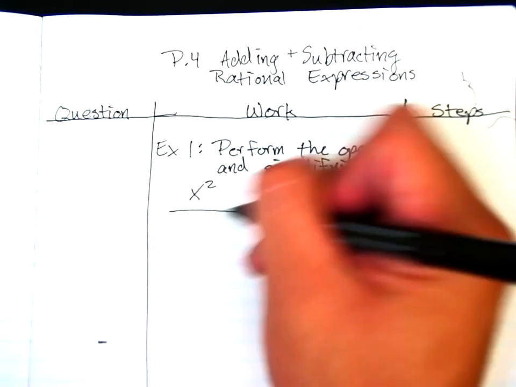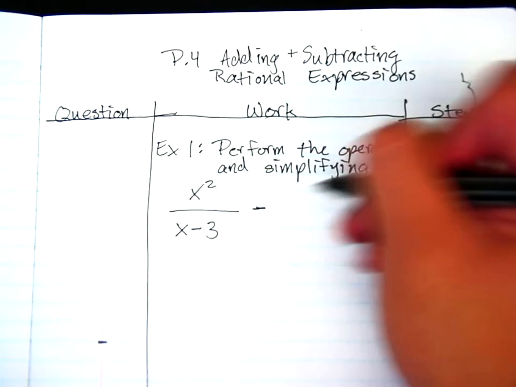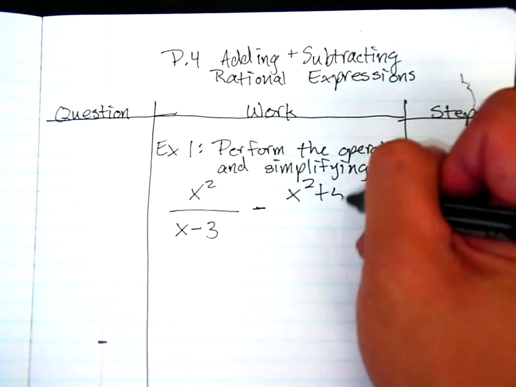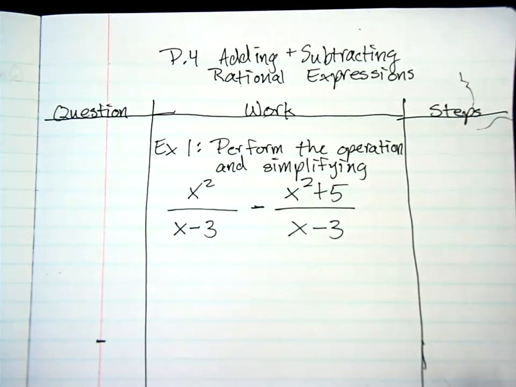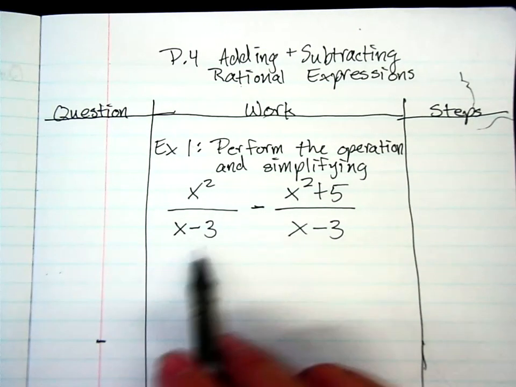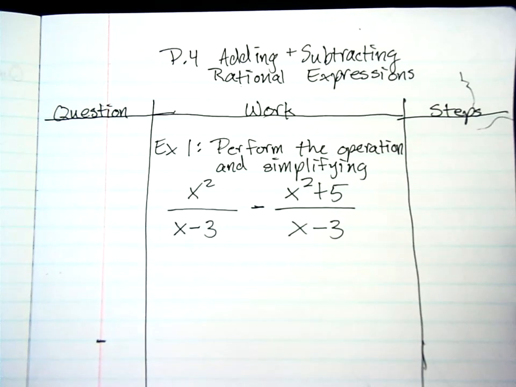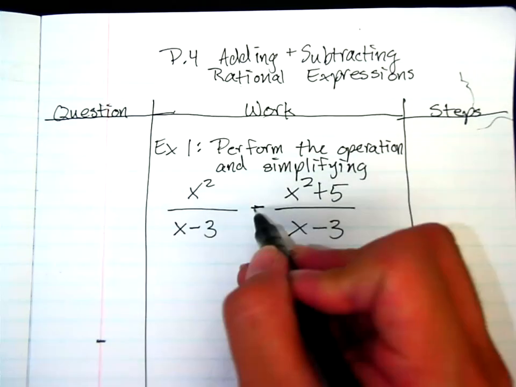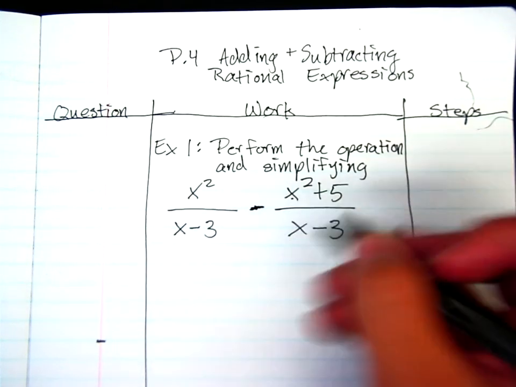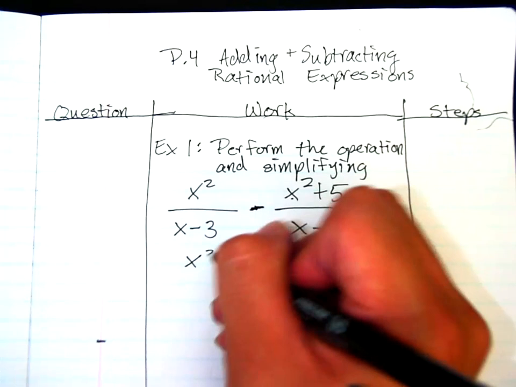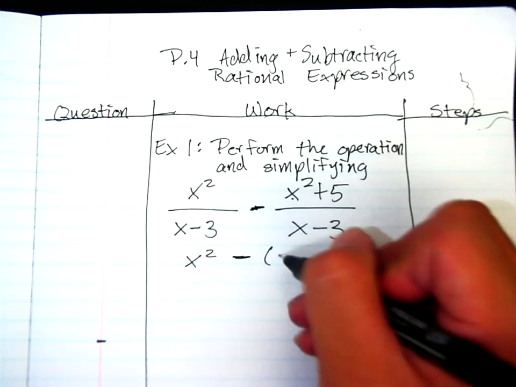In the first one, we have x squared over x minus 3 minus the quantity of x squared plus 5 over x minus 3. Now looking at this problem, we see that immediately they have common denominators. I don't have to actually do any more work for this one. It is subtraction, so we do need to be careful because this subtraction applies to both terms right here. So I'm going to actually rewrite this, taking the numerator there and then subtracting the numerator over there, the whole thing.